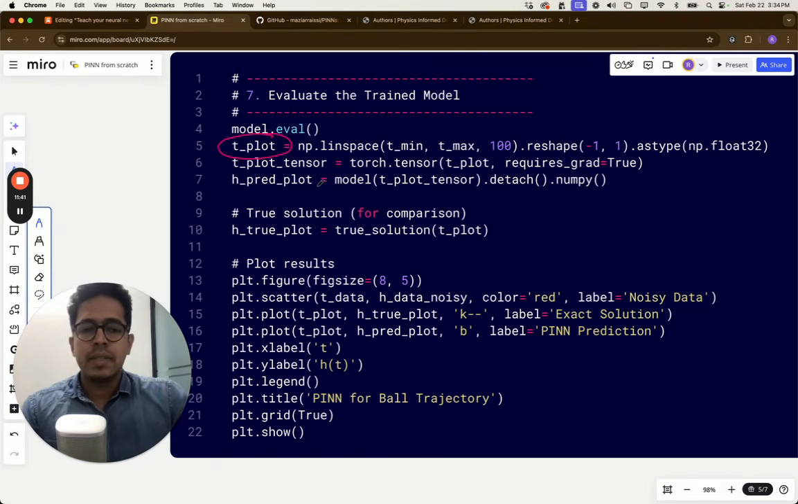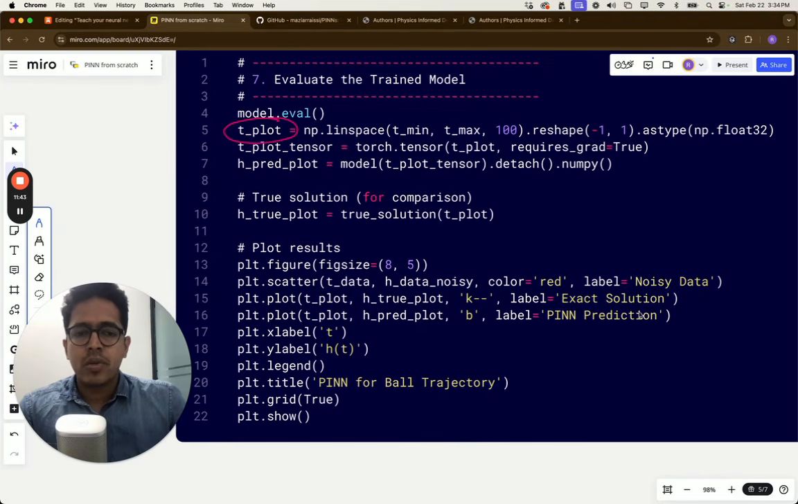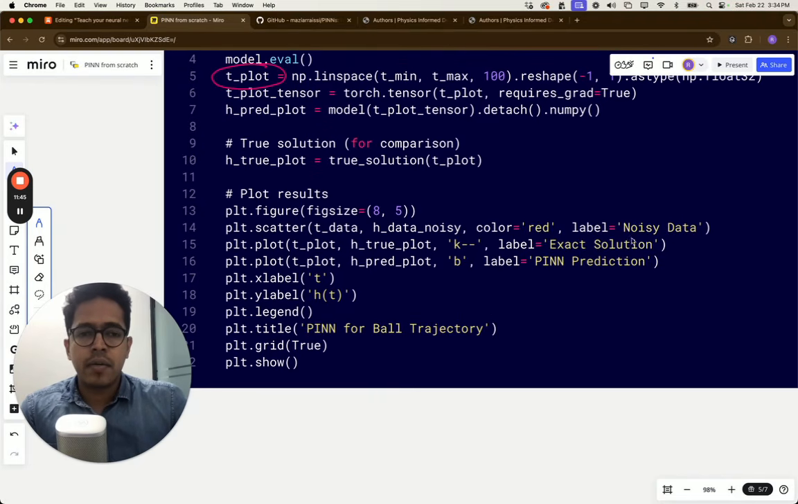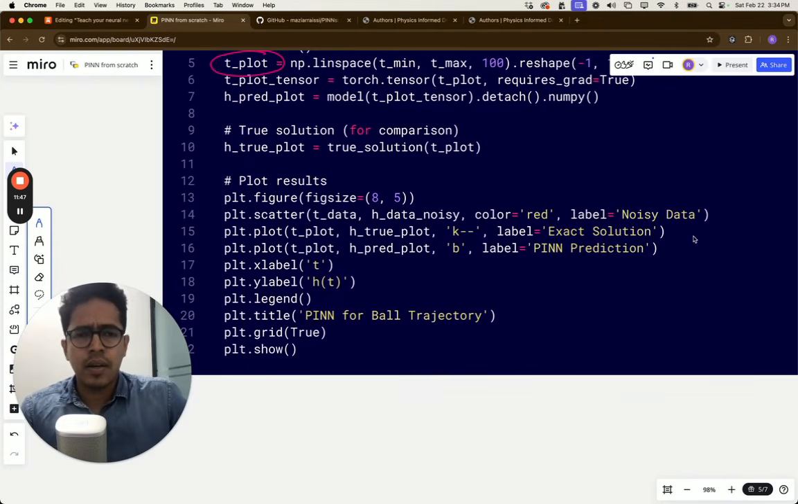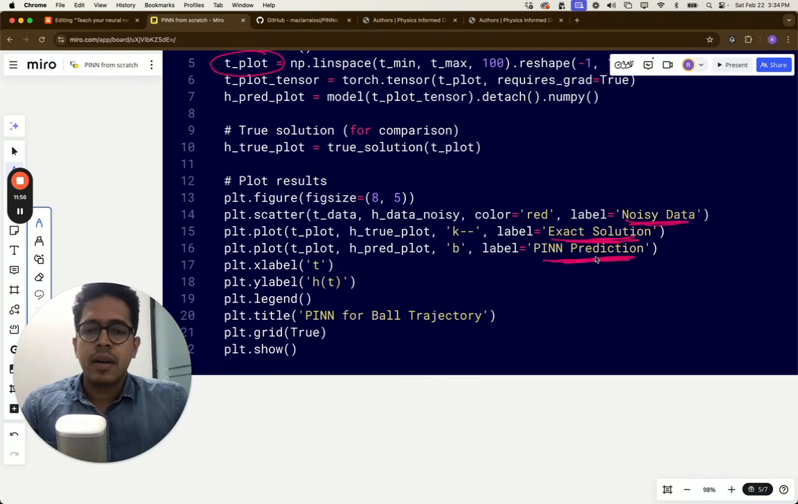We can also plot exact solutions. So in this case, actually, we are only plotting three things: noisy data, which is the actual exact solution plus noise, the exact solution itself, which will be a parabola, and the PINN prediction as the third plot.